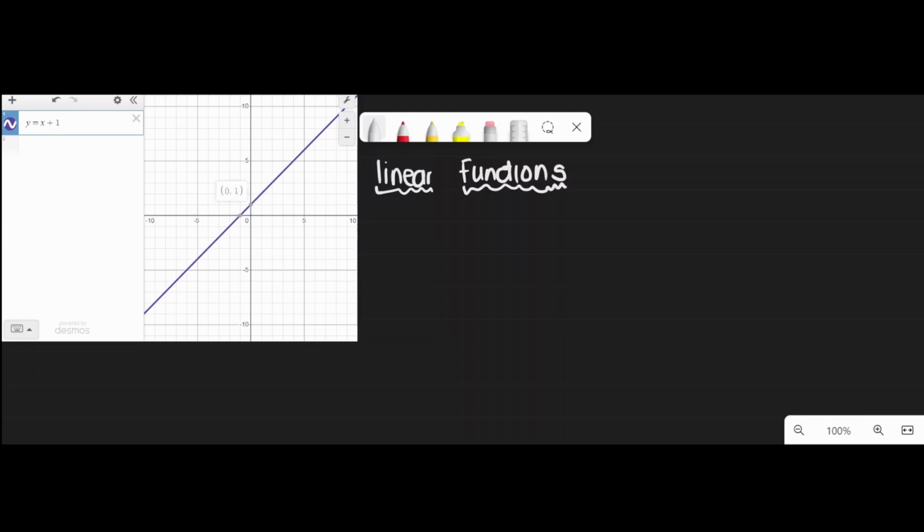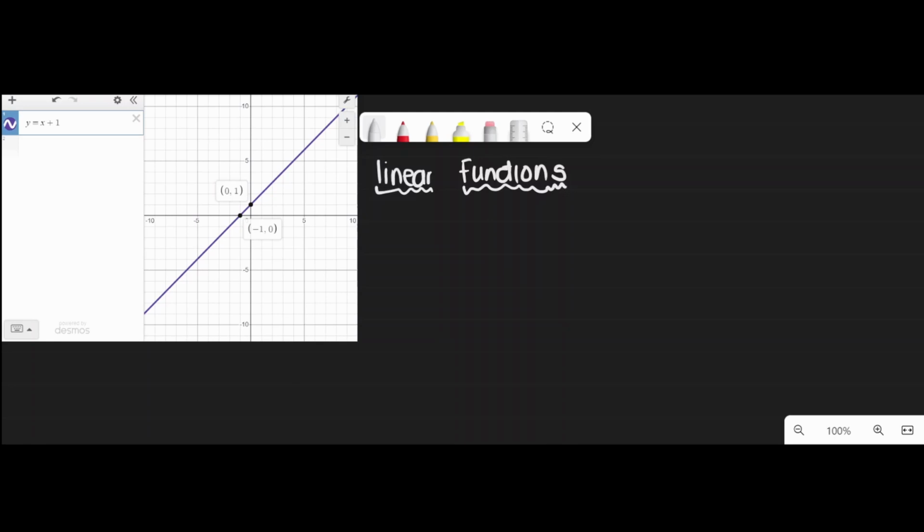So do you see this point, the one that I just made black? That is called our y-intercept, because it cuts through our y-axis. Then this one, the one that's -1 and 0, that's going to be called our x-intercept, because it cuts through the x-axis. So that's our x-intercept and our y-intercept.